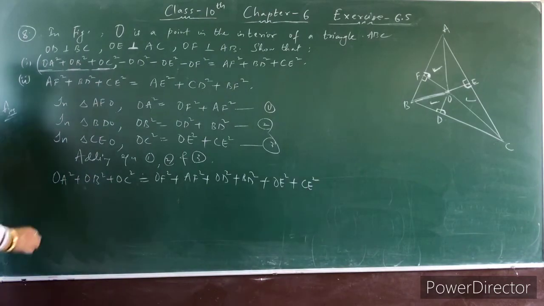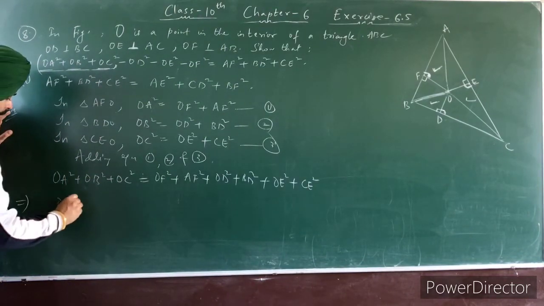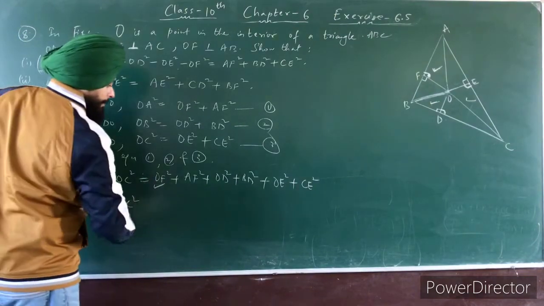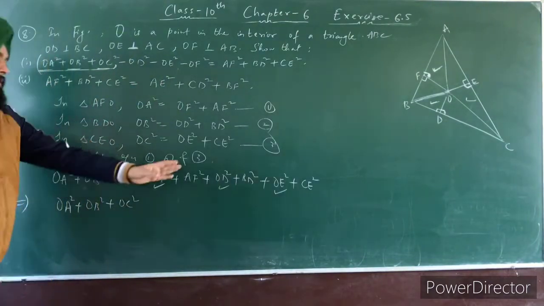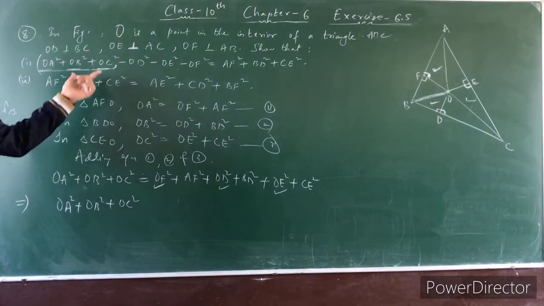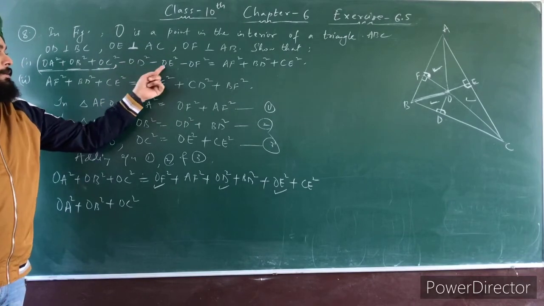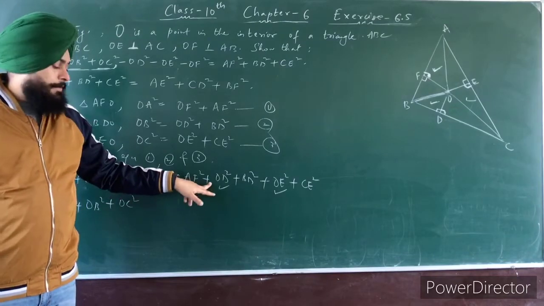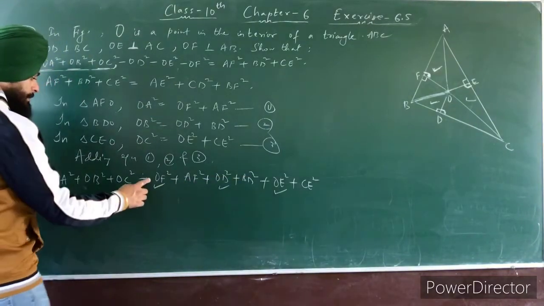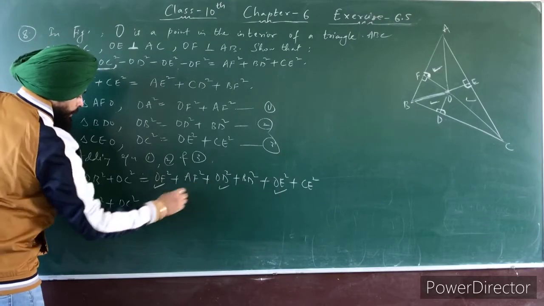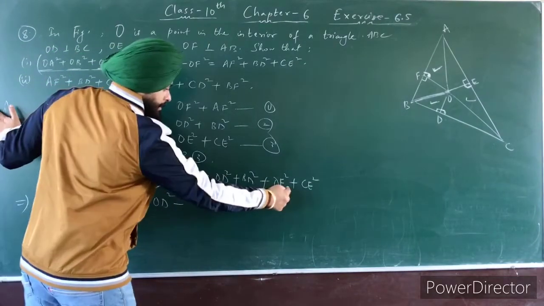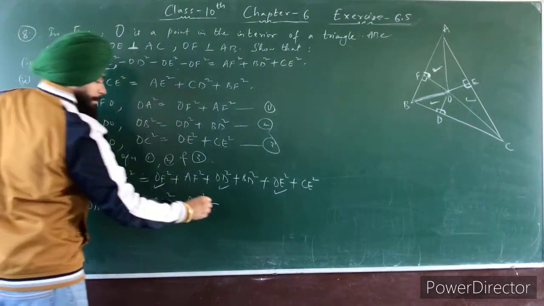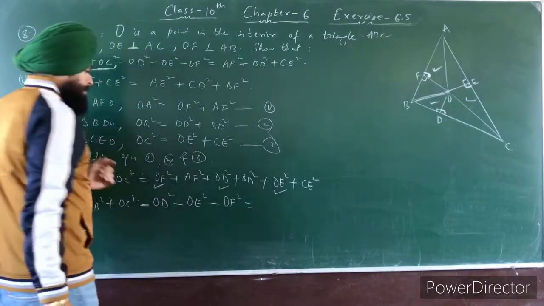Alright, now you have to take OF square, OD square and OE square on left hand side. Clear? According to the given condition. So when you take these on left hand side, the sign changes. This positive sign becomes negative. So it is minus OD square, minus OE square, and plus OF square becomes minus OF square.